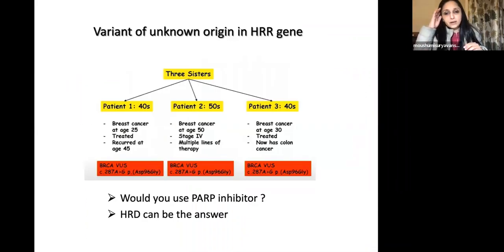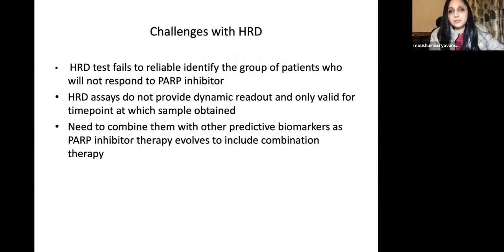Another place where I feel the HRD score is helpful, and I have personally used this, is when you find a VUS in an HRR gene. You've done HRR gene testing and you're finding a VUS and you don't know how to treat it. But if your HRD score is high, I feel that is the time when your VUS is actually pathogenic and the patient can be offered treatment. So you found a solution there. This is an example of a case where the patient had a BRCA1 VUS in 3 members of the family, and HRD could be an answer for this kind of situation.